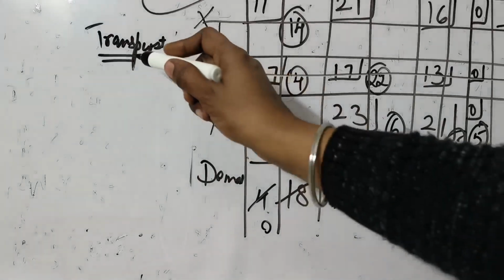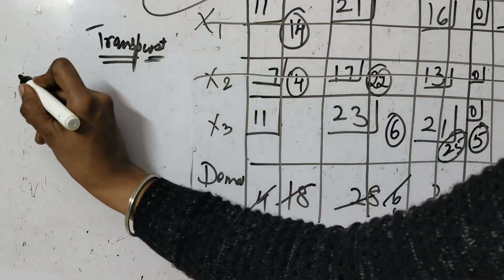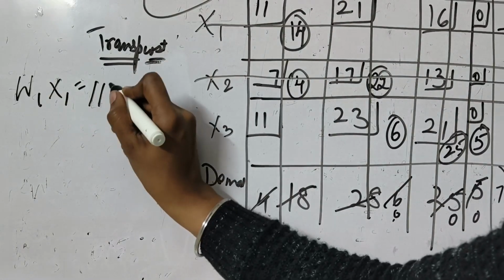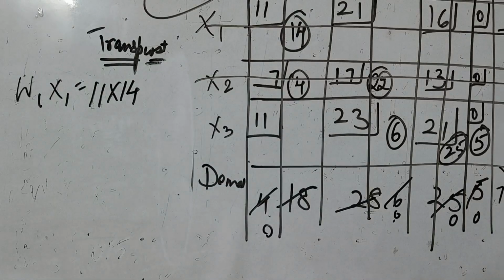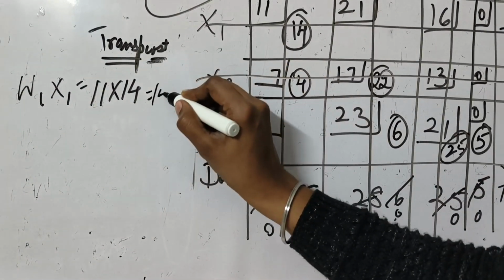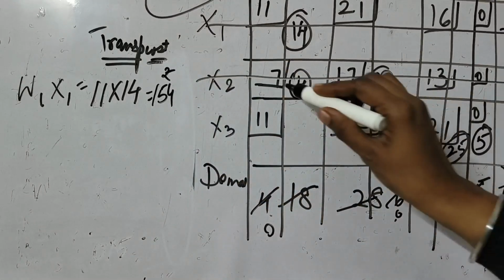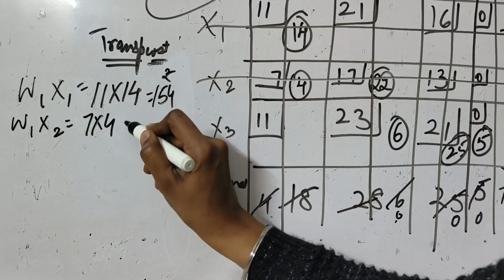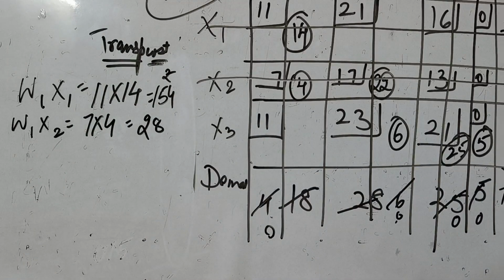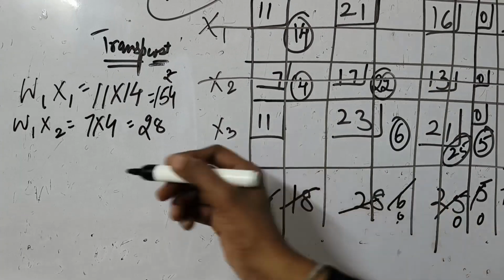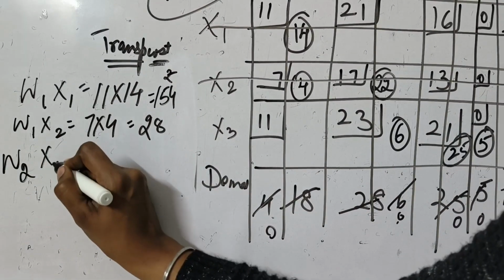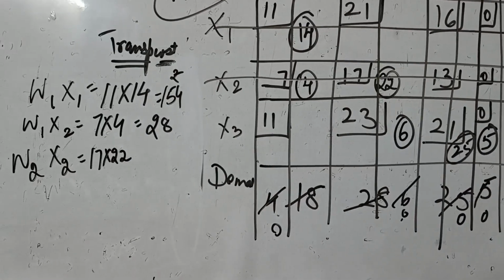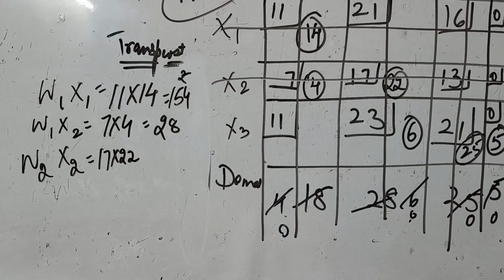Now we will write the transportation cost that we got from these cells. The first cell we got is W1 X1. The transportation cost is 11 into 14, that is 154 rupees. The second cell we got is W1 X2, and the value is 7 into 4. It comes out to be 28. The third cell is W2 X2, and its value is 17 into 22, and this comes out to be 374.